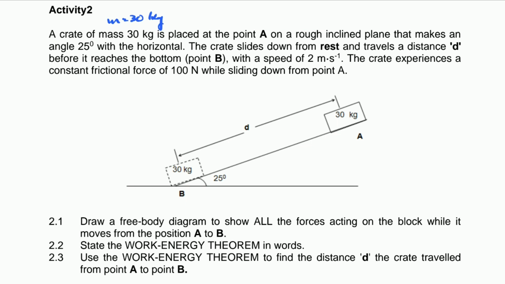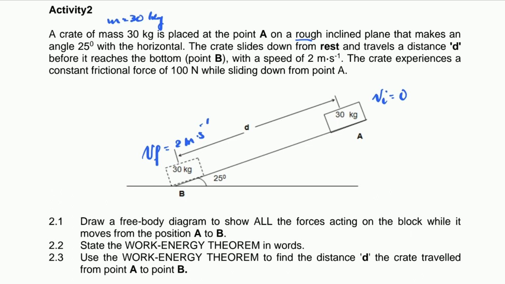It's placed at the point A on a rough inclined plane. So there is friction. The plane is rough. That makes an angle of 25 degrees with the horizontal. You can see the angle in the picture. The crate slides down from rest, so the initial speed of the crate here is equal to 0 and travels a distance d, that is the displacement, for it reaches the bottom point B with a speed of 2 meters per second. The speed here, final speed there, is equal to 2 meters per second.